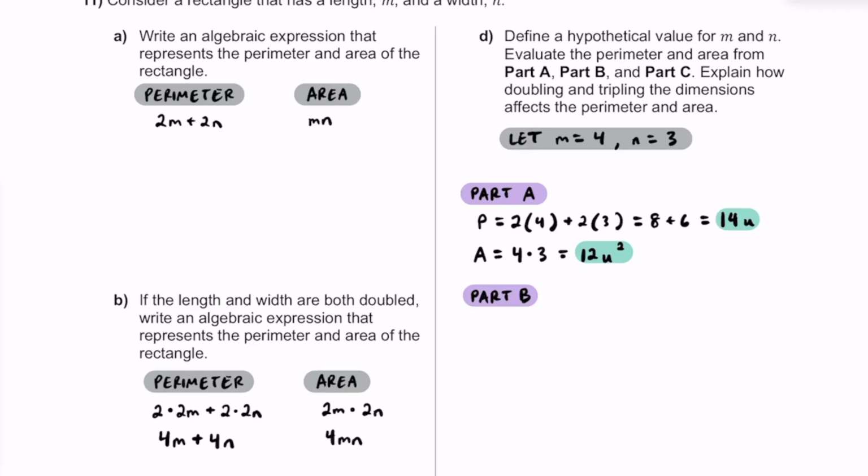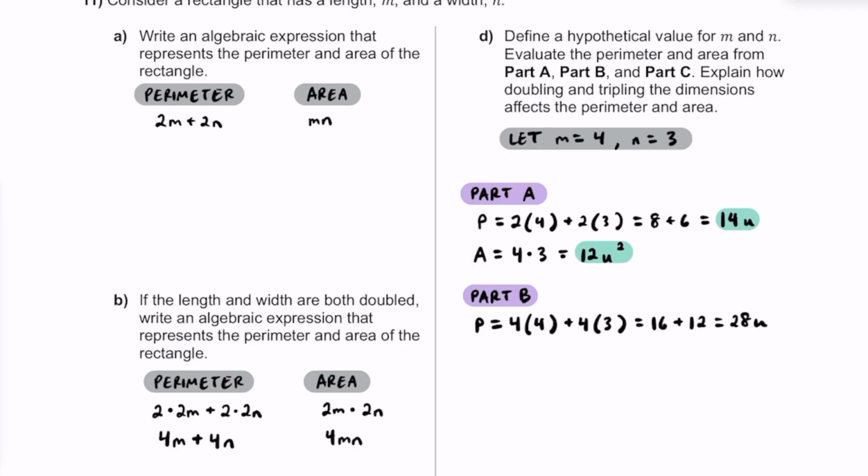All right, for part B, this is where we doubled each of those dimensions. So we're going to use this expression for the perimeter and this expression for the area. So for the perimeter here, that is going to be 4 multiplied by 4, plus 4 multiplied by 3. Now, 4 times 4 is going to be 16, and 4 times 3 is going to be 12. So we're going to say 16 plus 12, that's going to be 28 units.